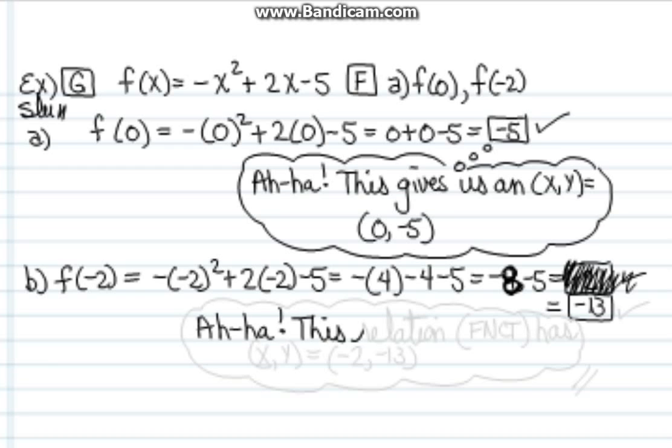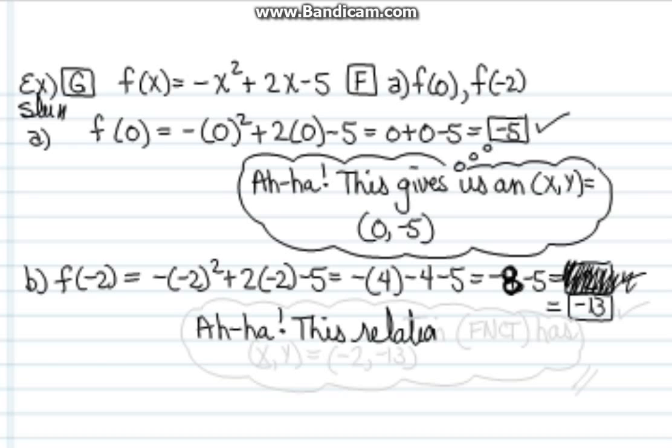Aha, I found an ordered pair. See, I found the answer. The answer is negative 13. In other words, f of negative 2 is equal to negative 13. But I know what it means. It means that the y partner to x equals negative 2 in the f function is negative 13.